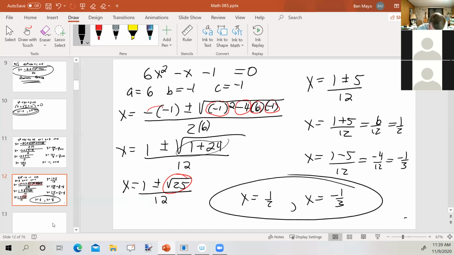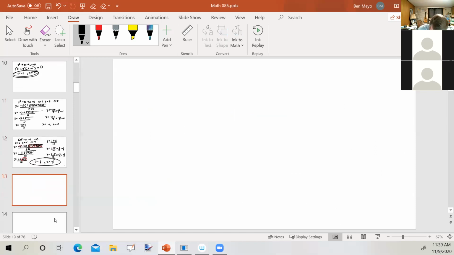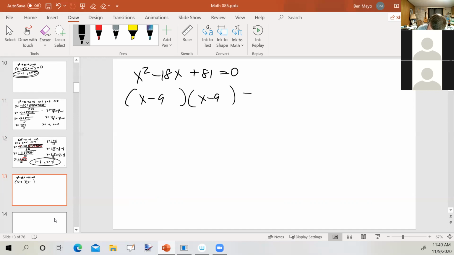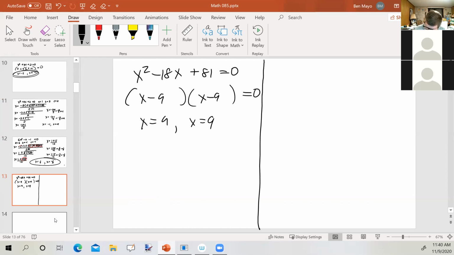Okay, let's take a look at another example. x squared minus 18x plus 81 equals 0. I want to go back for just a moment to factoring again. Do you see that this is a perfect square trinomial, where you're going to get two identical solutions? I want to point that out because I want to show you now what that looks like using the quadratic formula. Okay, so A is 1, B is -18, and C is 81.